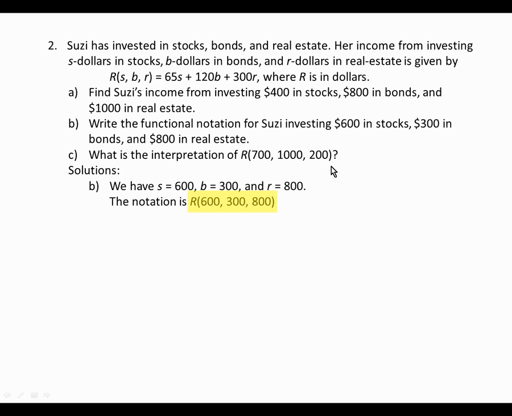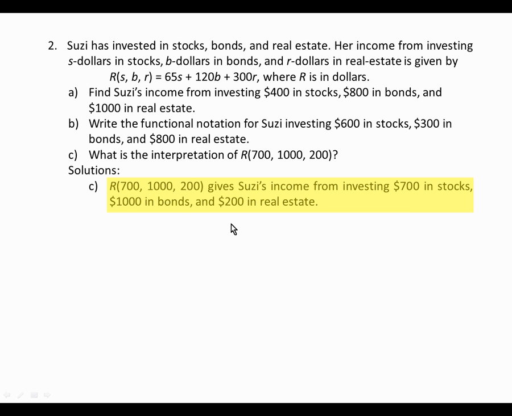And for part C, what is the interpretation of R of 700, 1,000, 200? So that says we're going to find her revenue, her income from investing $700 in stocks, $1,000 in bonds, and $200 in real estate. That's the interpretation.